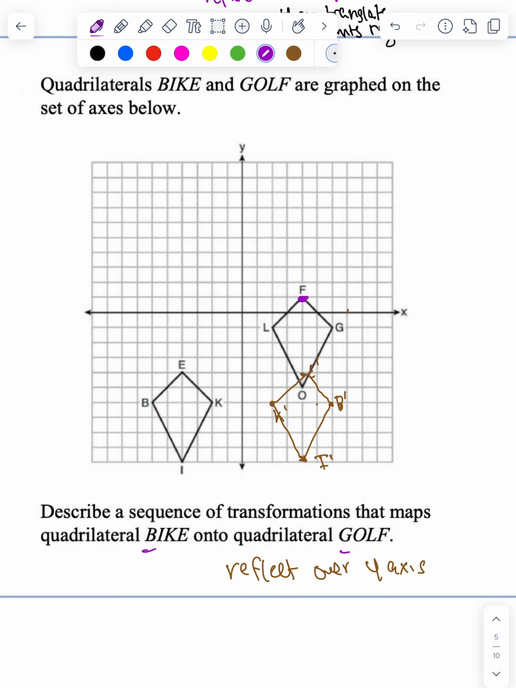F needs to match up to E. 1, 2, 3, 4, 5. Then translate 5 units up.